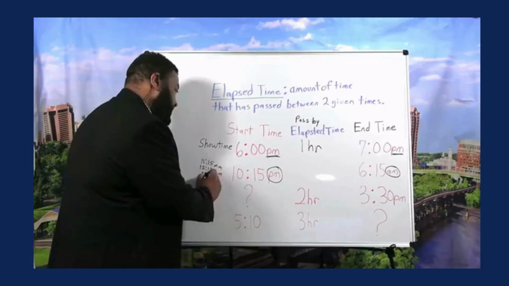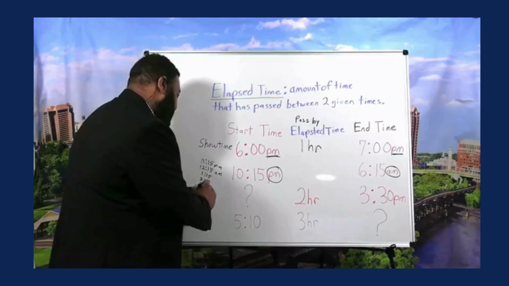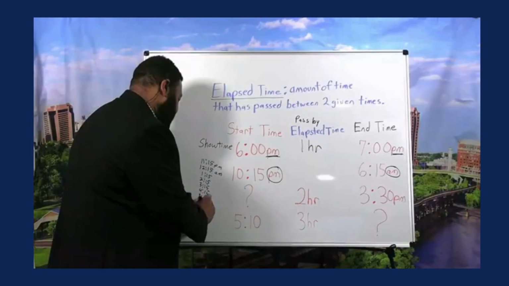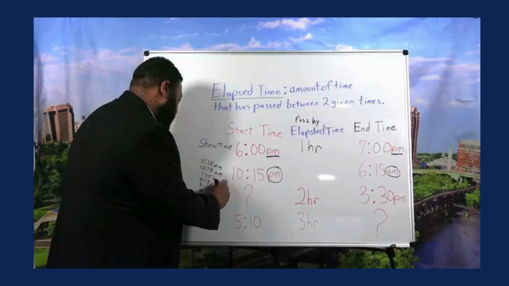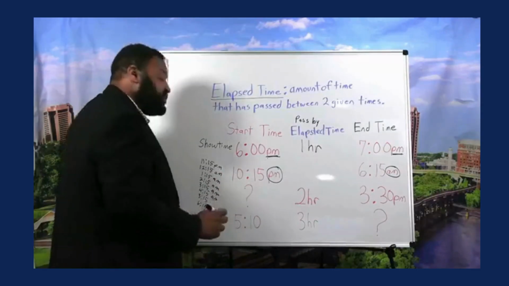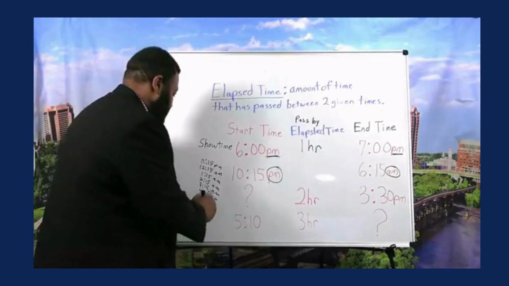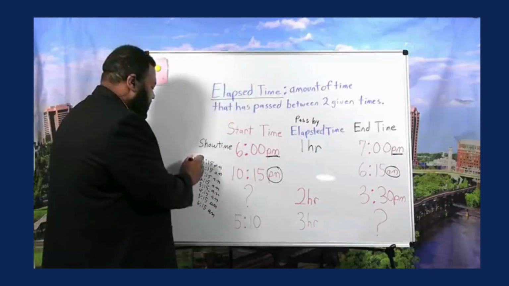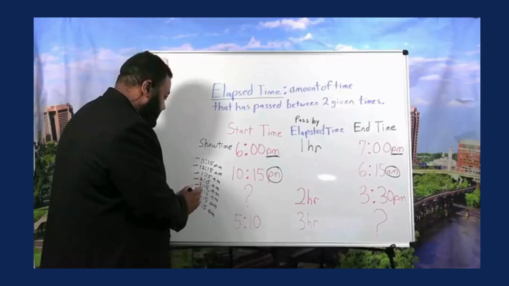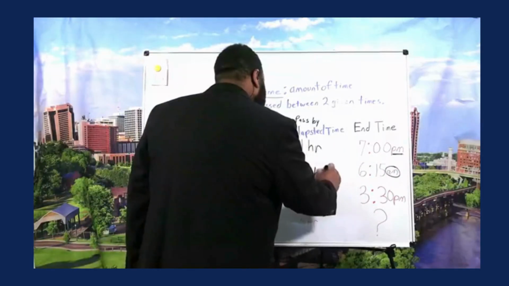Now, what comes after 12? 1:15, 2:15, 3:15, 4:15, 5:15, 6:15. And I'm going to stop here, and all this is still a.m. I did not switch back over. The only time you switch over is when you go from 11:59 to 12 o'clock. So help me count this real quick. 1, 2, 3, 4, 5, 6, 7, 8. So right here, this will be 8 hours.